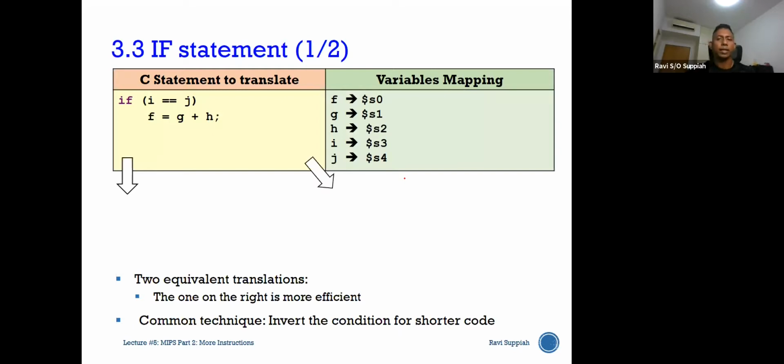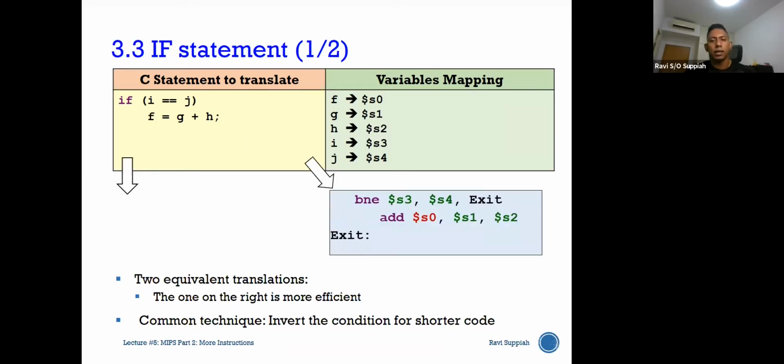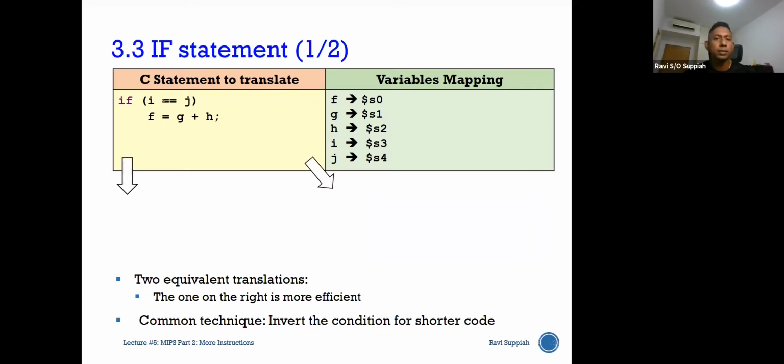Okay, so let's look at different ways where a particular C statement may be translated into assembly language, and try to analyze which one would be better. In this code here, let's look at the C code first. The C code basically says that we want to compare two variables, i equals to j. If it is true, I do the addition. All right. If it is not true, what must I do?